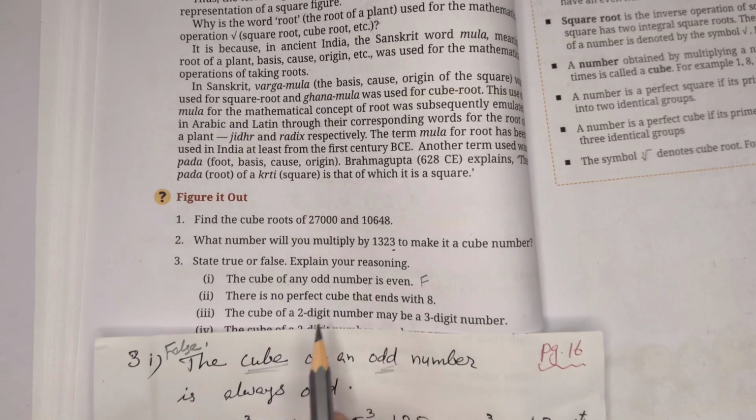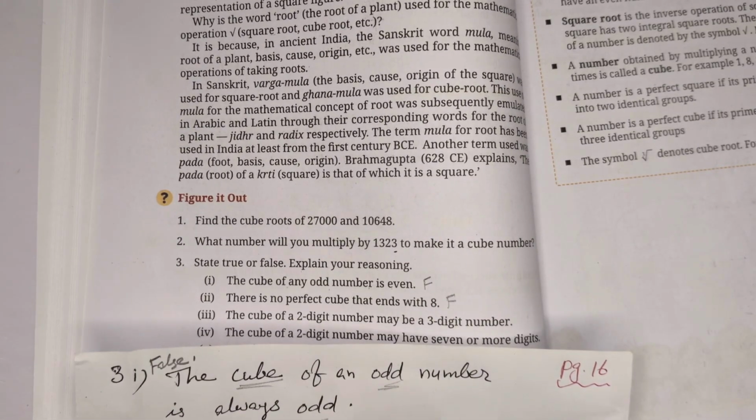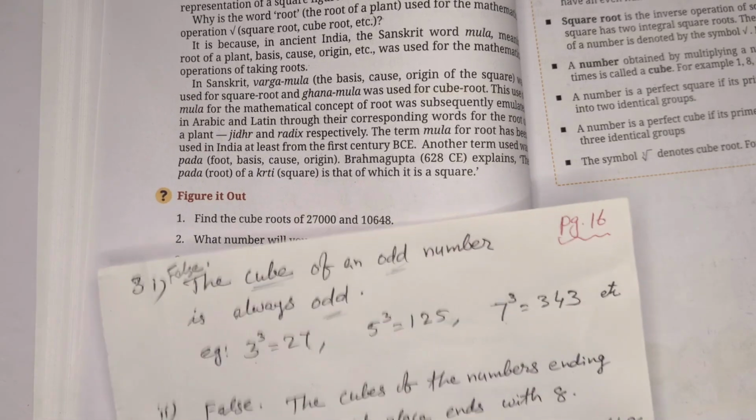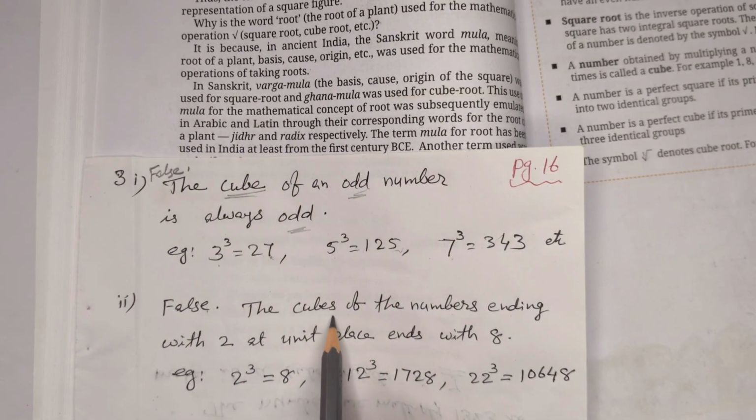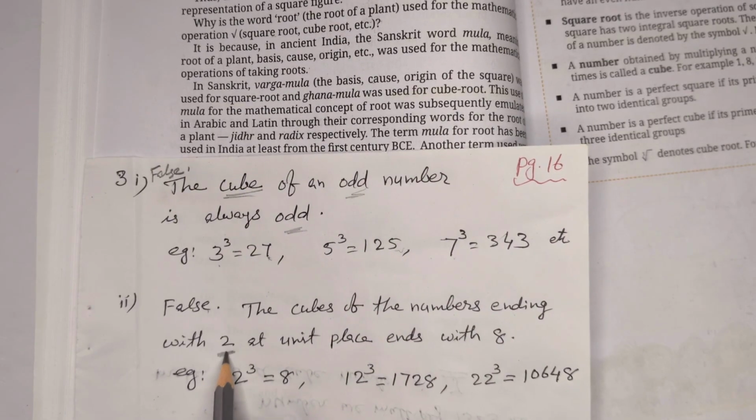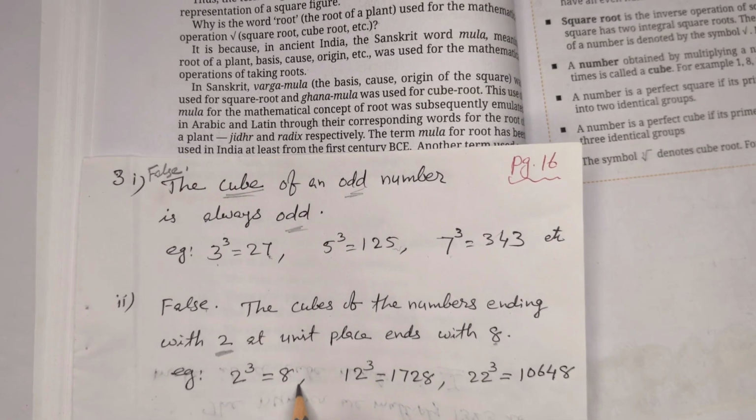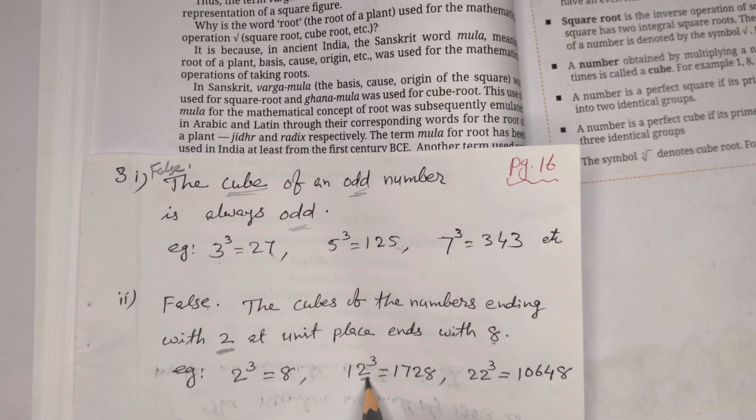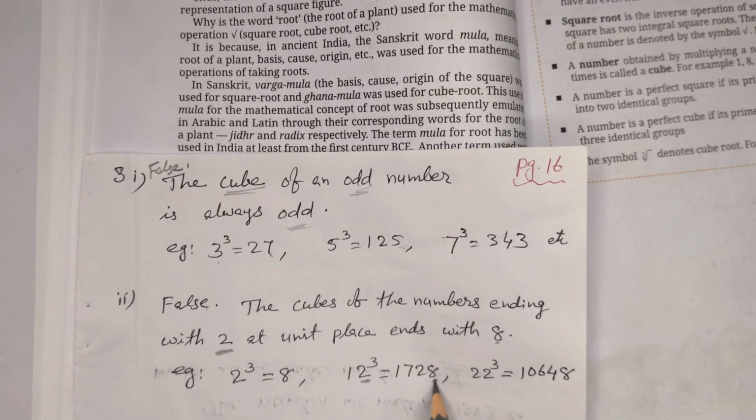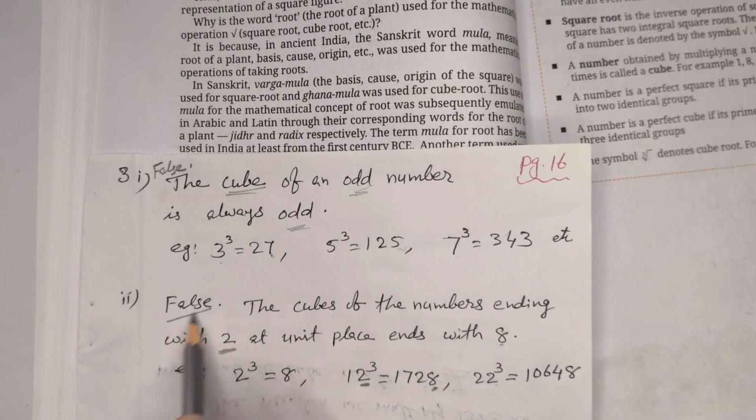Second statement, there is no perfect cube that ends with 8, that also false. We can see all the cubes of the number ending with 2, that will end with 8. Here, that statement also false. The cubes of the numbers ending with 2, the number is ending with 2, then its cube will end with 8. For example, 2 cube 8, 12 cube, the number with 2 at the unit place. Then 2 into 2, 4, 4 into 2, 8 will come. 22, 32, etc. So the given statement is false.